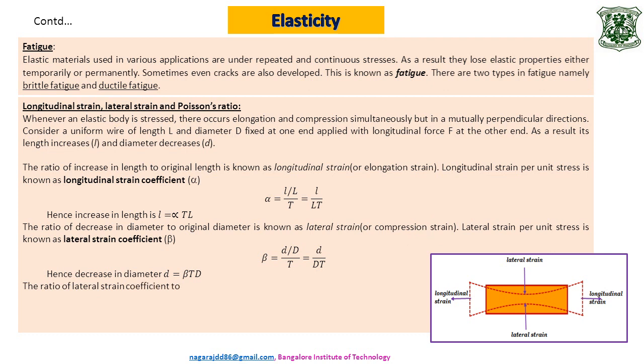The ratio of lateral coefficient to longitudinal coefficient is known as Poisson's ratio. That means sigma equals beta divided by alpha. So Poisson's ratio is the ratio of two strain coefficients, that is lateral strain to longitudinal strain coefficients.